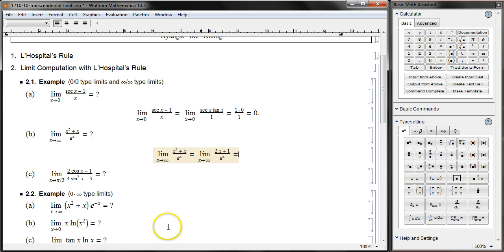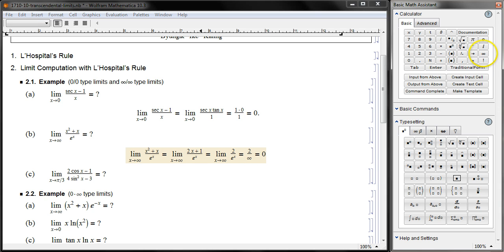plus x dropped down to 2x plus 1, and it became simpler. And of course, if you take the derivative once again, it's going to go down even simpler into just 2. So what do you get? Exponential always stays downstairs the same, so we get 2 over infinity, and that's 0.